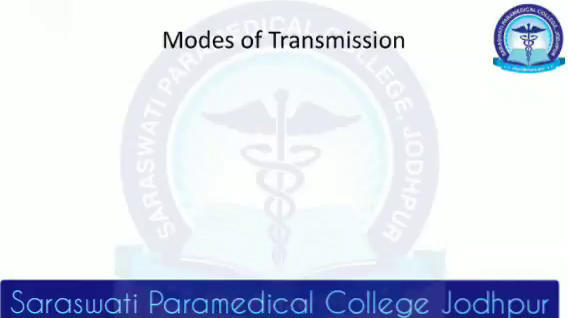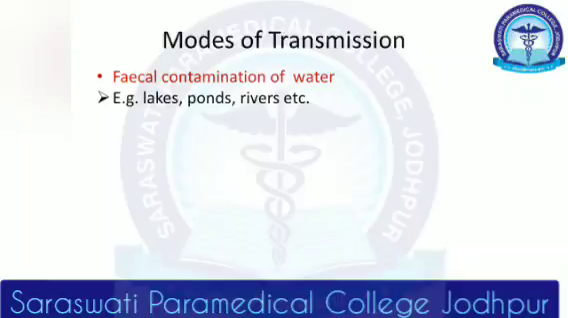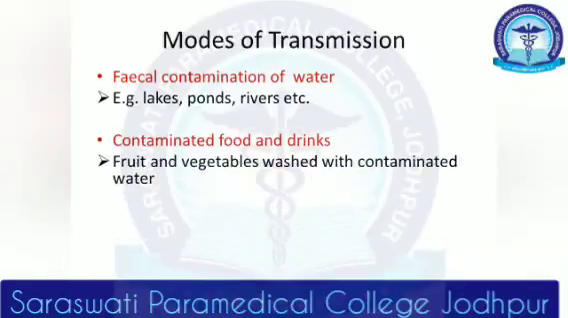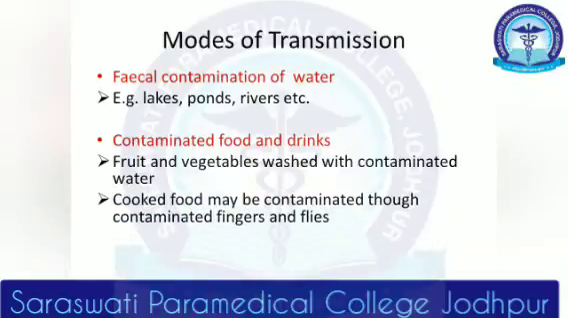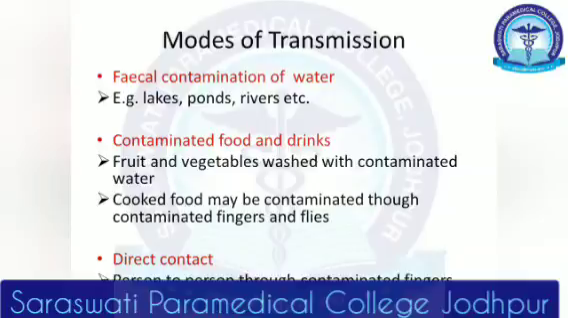How is cholera transmitted? Transmitted through fecal contamination of water, for example, water in lakes and ponds, rivers, etc., if contaminated and used for drinking directly. Contaminated foods and drinks, such as fruit and vegetables washed with contaminated water. Cooked food may get contaminated through contaminated fingers and flies. Through direct contact, that is person to person, through contaminated fingers while handling contaminated linen and fomites, etc.